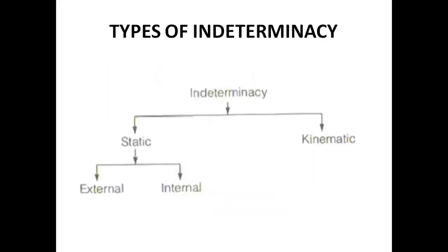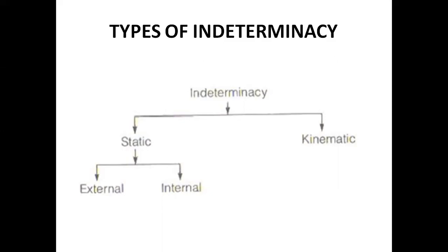So basically, we start with various types of indeterminacy. We already know what indeterminacy is. Indeterminacy is the number of equations exceeding the equilibrium condition. Basically, indeterminacy has two types. First is static, and the other one is kinematic.